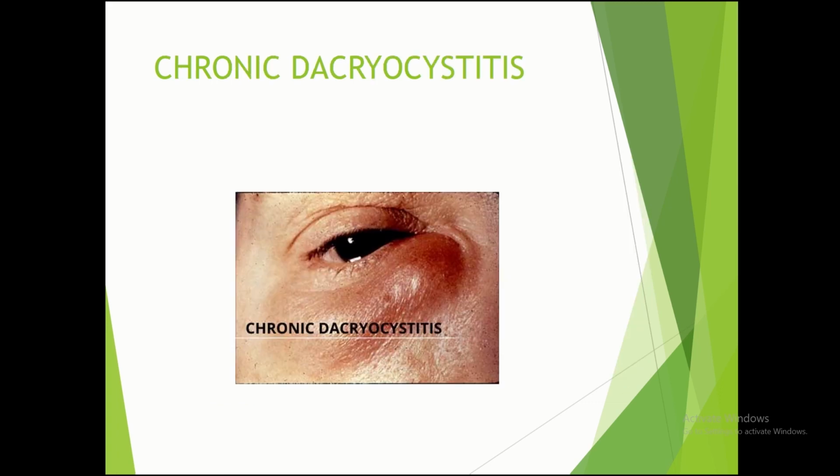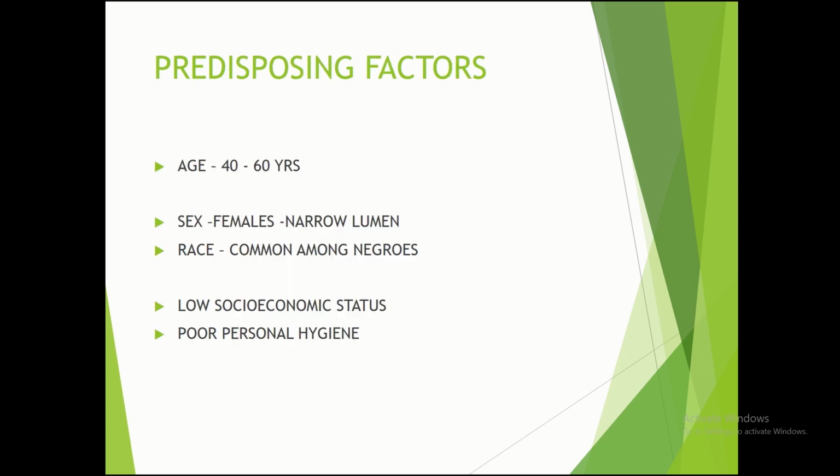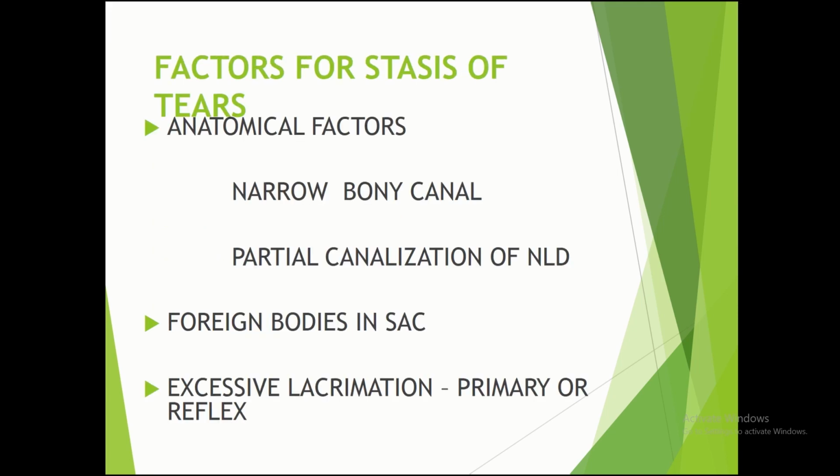So next is the stage of chronic dacryocystitis. The predisposing factors are an age of 40 to 60 years. In females especially, they'll have a narrow lumen, and it is common in females because they have a narrow bony canal. And race, it's common among Negroes, and a low socioeconomic status and poor personal hygiene will predispose to chronic dacryocystitis.